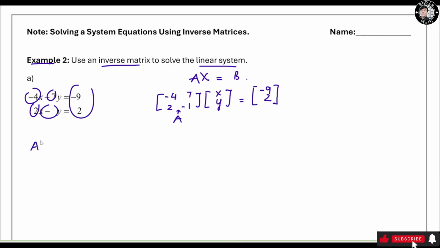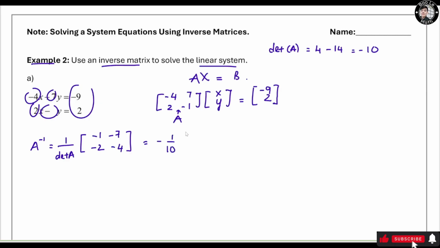Remember, the inverse of the matrix A is 1 over the determinant of the matrix A times, we swap the positions of these entries, so you have negative 1, negative 4, and we change the sign of 2, 7. The determinant of the matrix A is negative 4 times negative 1, which is 4, subtract 2 times 7, which is 14. So it's negative 10. So I have negative 1/10 times negative 1, negative 2, negative 7, negative 4.